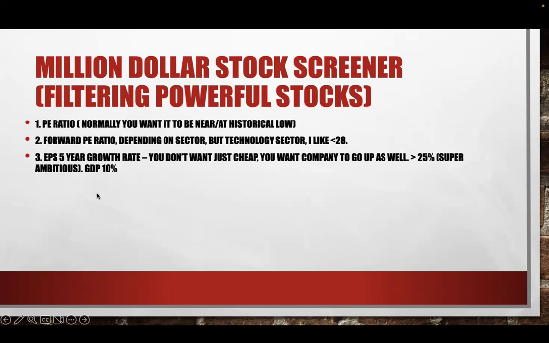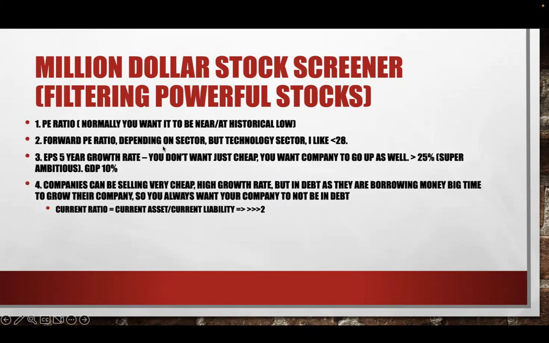Now, the next one that I'm going to talk about is companies that can sell. So the first filter is the PE ratio less than 28. Forward PE ratio less than 28 as well. The EPS, you want it to be more than 25%. This one is quite flexible, but I like to be more than 25%. I will show you the filter right now.